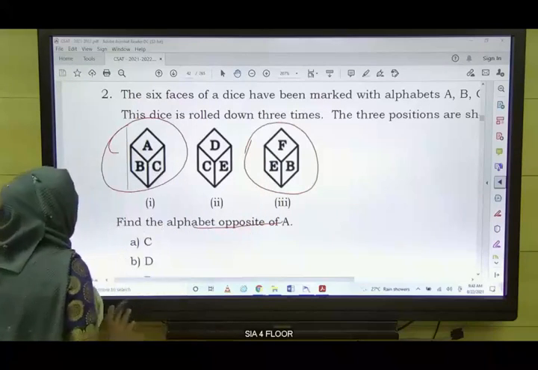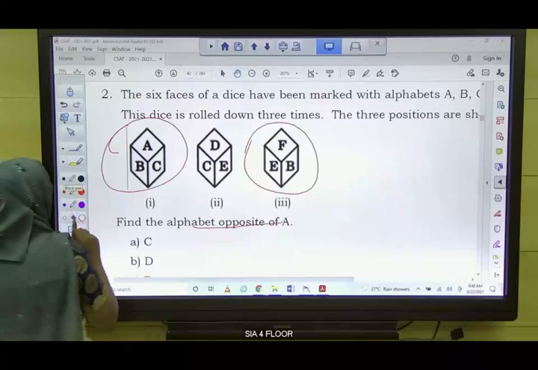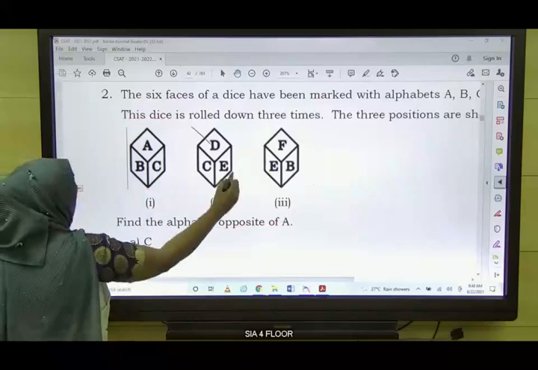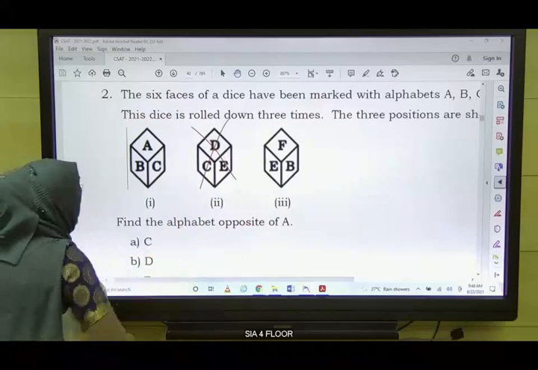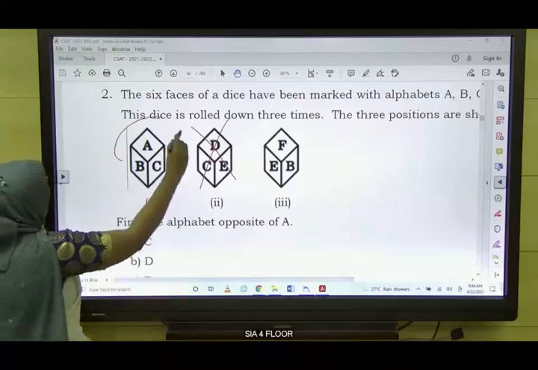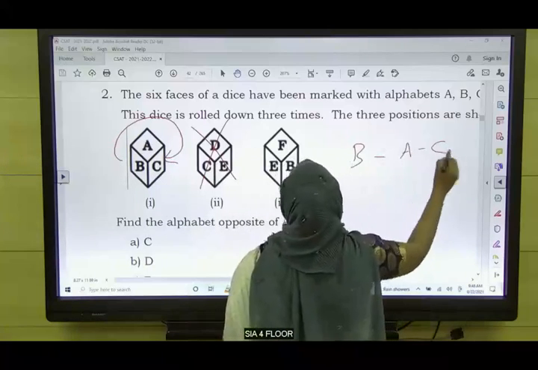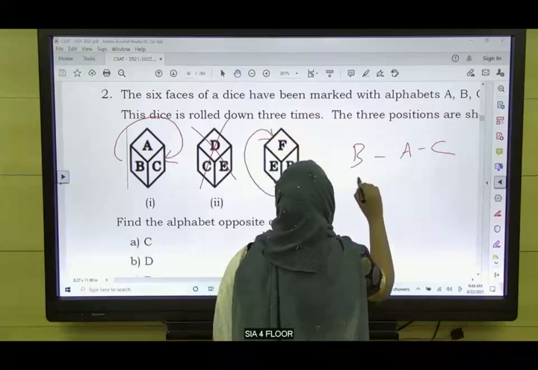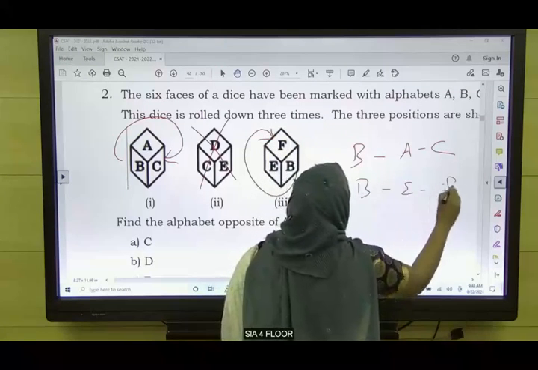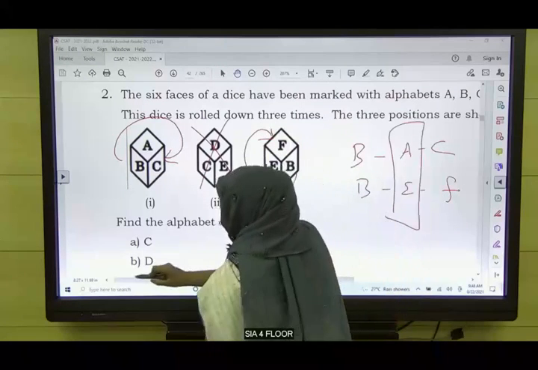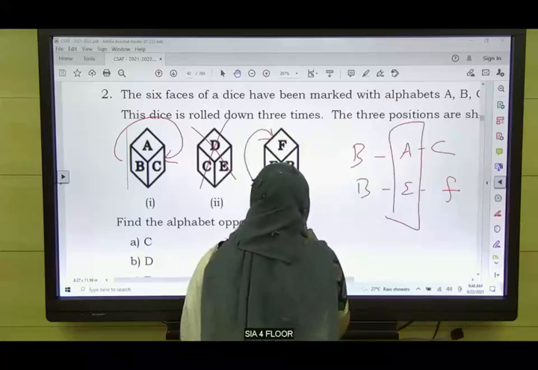Okay, so I'll pick up dice 1 and 3 itself. I don't take this now. I'm just comparing these 2. So I find B common, BAC, writing in this order, and here I'm writing BEF. So what is opposite to A? E is the answer.